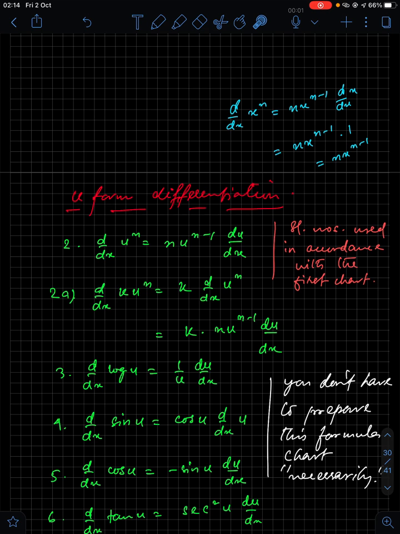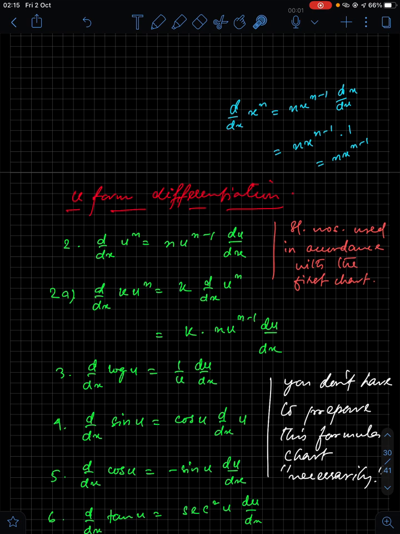You see, we had d/dx of x to the power n as n x to the power n minus 1 d/dx of x again, we can write down. Okay, so I'm repeating this thing again, like d/dx of u to the power n is written as n u to the power n minus 1 d/dx of u. Okay, so in accordance with this particular formula, I'll be writing down d/dx of x to the power n.